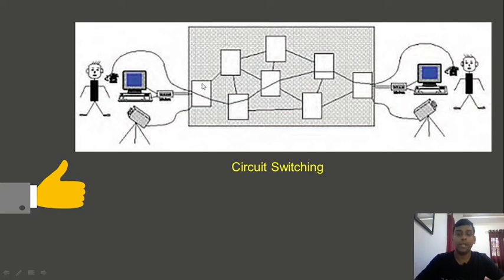And you can see intermediate nodes. These are some computers or devices. Okay, these are called intermediate nodes.